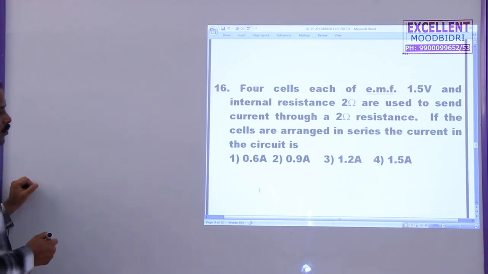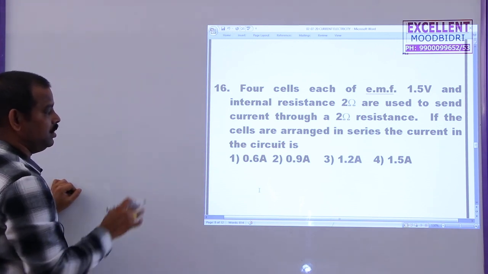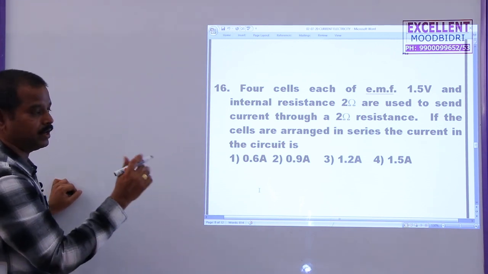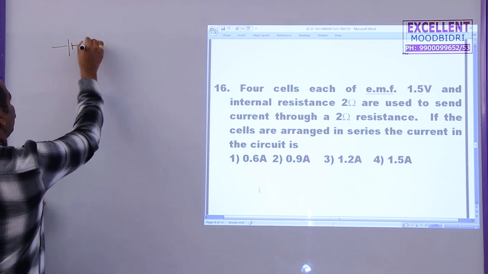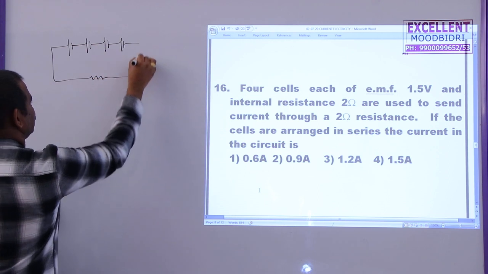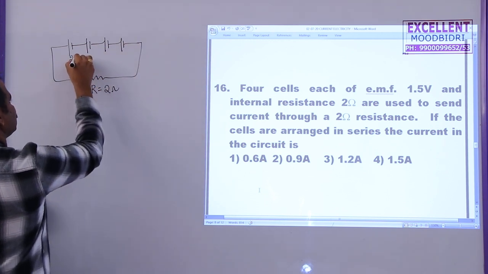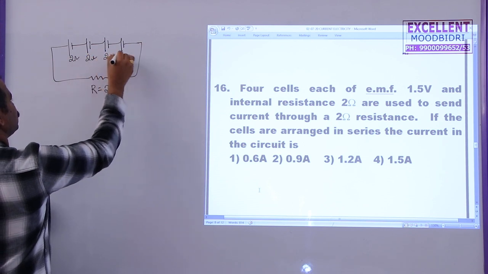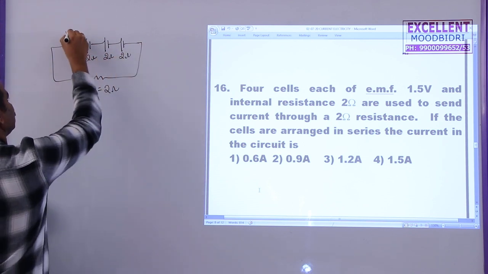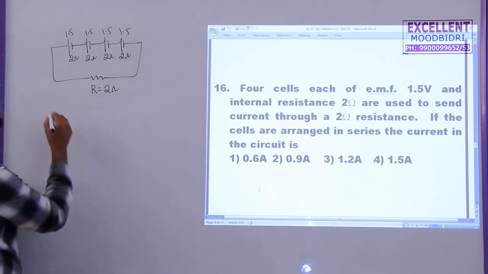Question 16. 4 cells each of EMF 1.5 and internal resistance 2 are used to send current through a 2 ohm resistance. If cells are arranged in series, what is that current? So here 4 cells are connected in series, all are similar cells and connected to an external resistance of 2 ohms. The internal resistance is also 2 ohms, 2 ohms, 2 ohms and 2 ohms. And this is 1.5, 1.5, 1.5, 1.5.